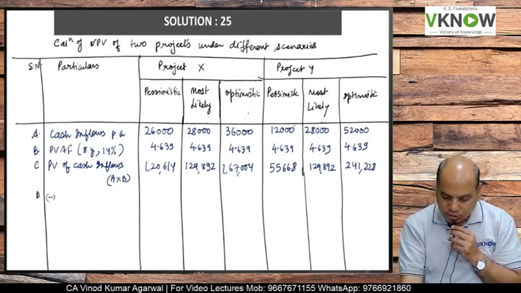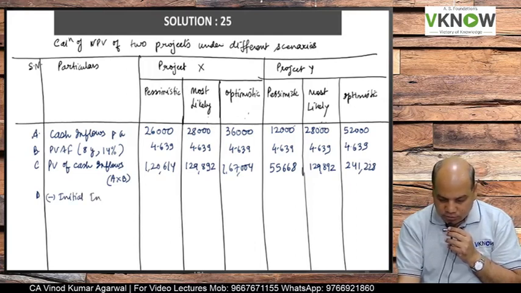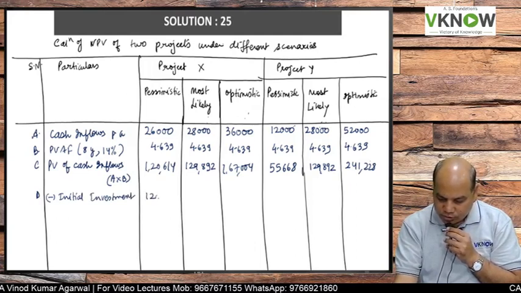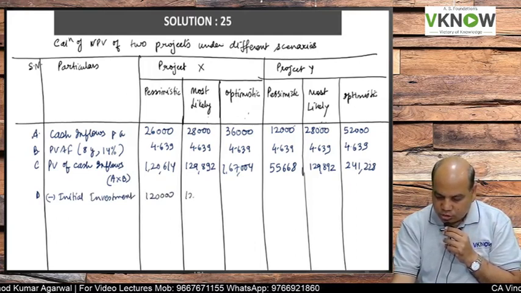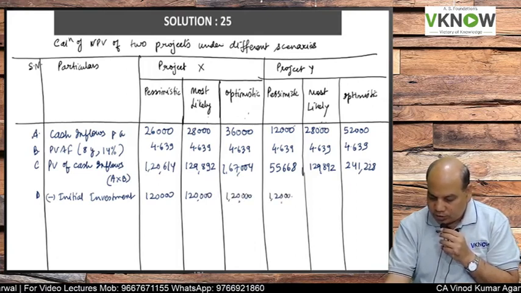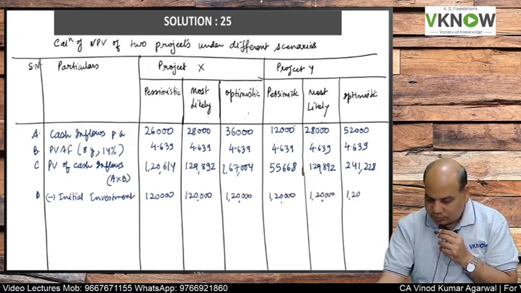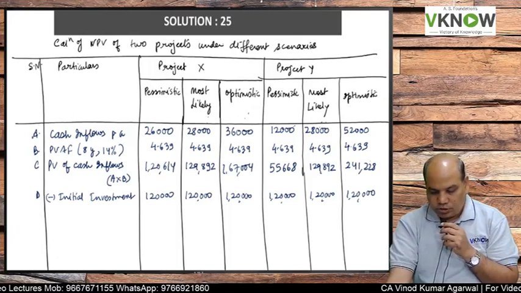So point number D, write less initial investment. In both projects it is 1,20,000. So that you write in all columns, because that you will incur today. So that is not affected by future uncertainty. Okay. So that is point number D.